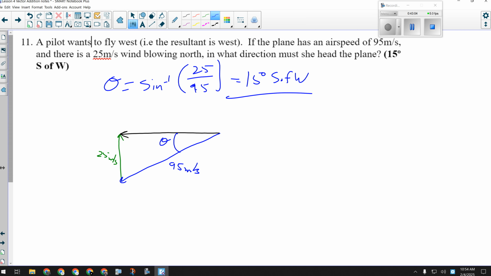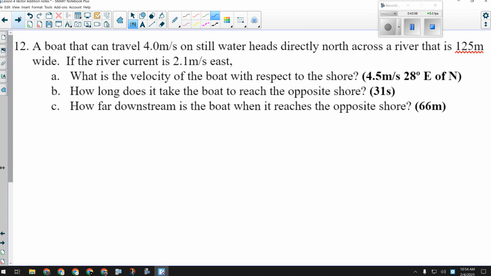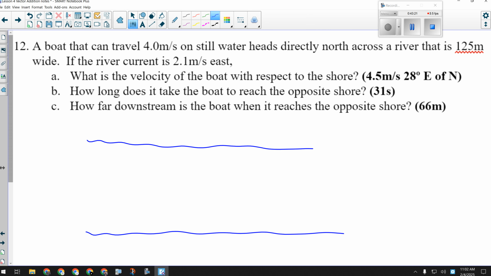Okay, so you've done a few going across questions now. Try this one. All right, so here's our river. They are heading directly north across a river, moving at 4 meters per second. So here's our 4.0 meters per second. The current is 2.1 meters per second east, and the width of the river is 125 meters.